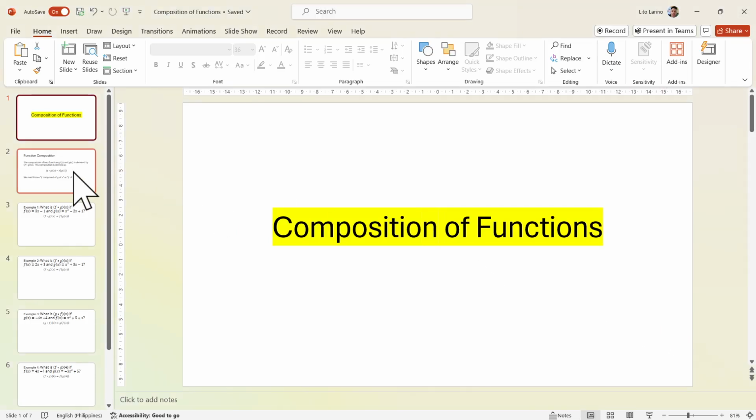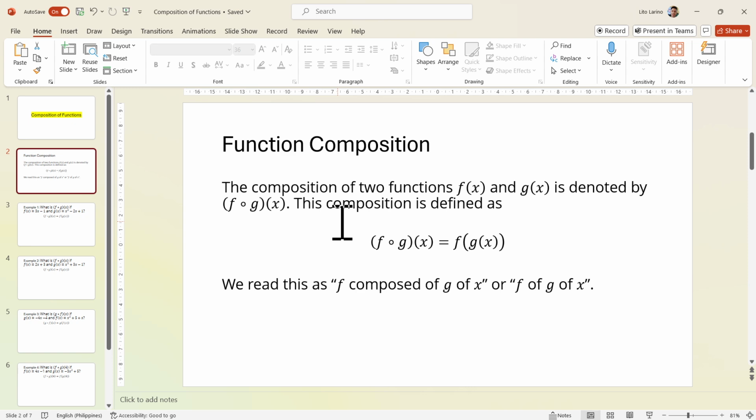Composition of functions. The composition of two functions f of x and g of x is denoted by f composed of g of x, and this composition is defined as f composed of g of x equals f of g of x. We read this as f composed of g of x or f of g of x.